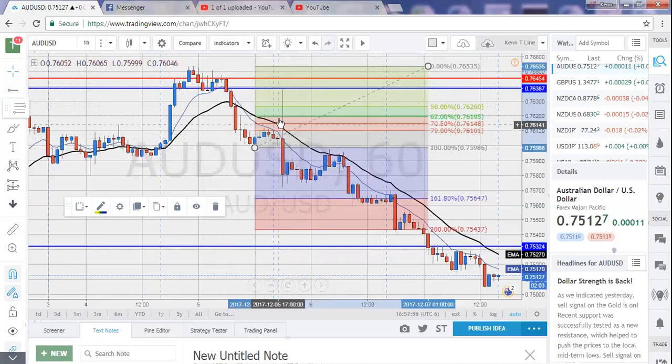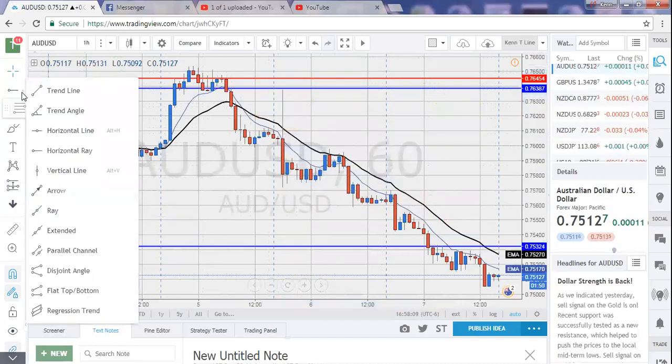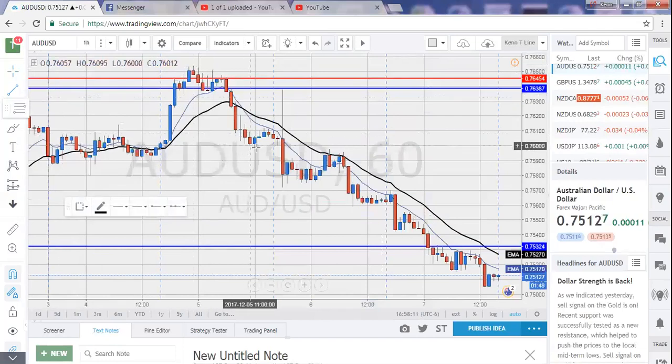You could have entered this on a break of, like, you could have been drawing here, let me get rid of this so I can show you some other things here. We'll get rid of that. You could be drawing a trend line from here to here, whatever, looking for breaks below and then waiting for pullbacks to enter, or whatever you like. There's all kinds of different ways to do it. It doesn't even matter.